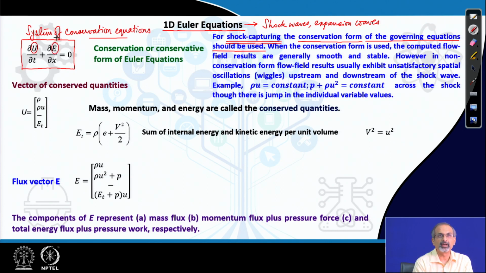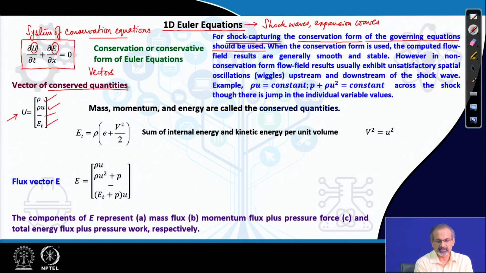The capital U and capital E are basically vectors. So, they have multiple components. If you look at the U vector, it has three components, three entities: rho, rho u and E t. We have left a blank purposely over here. If you want to extend the one dimensional Euler equations to 2 dimensions, for example, there will be 4 equations to account for, and therefore, 4 terms in the U vector.